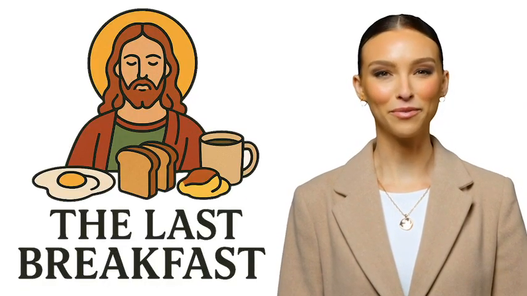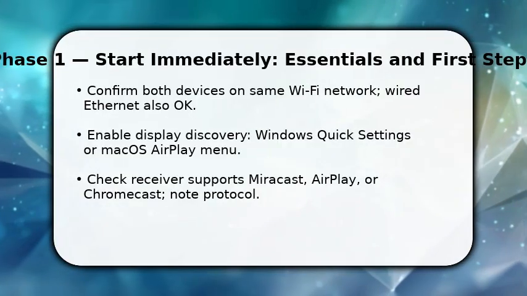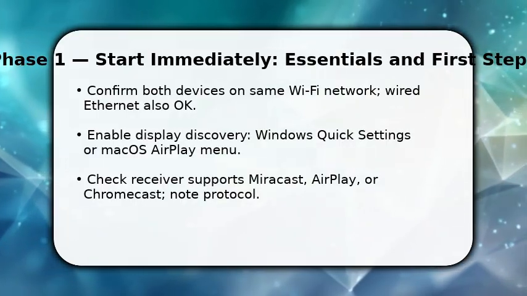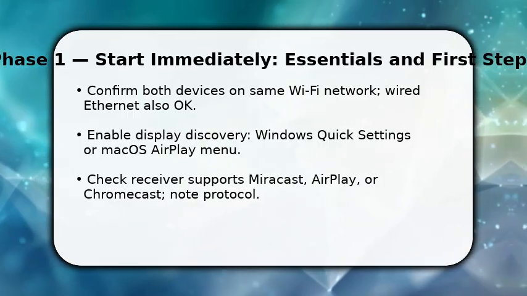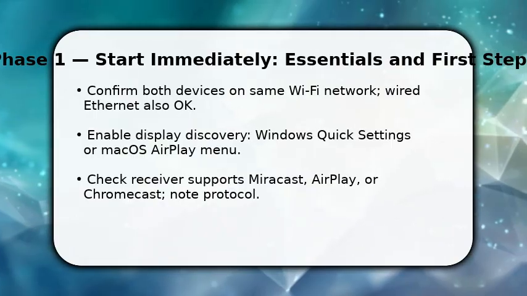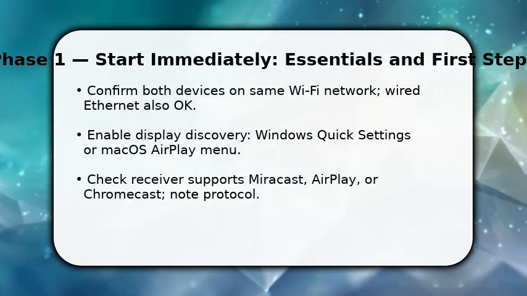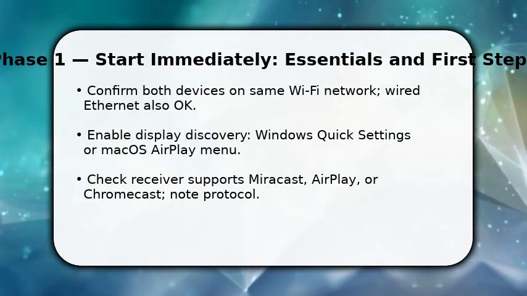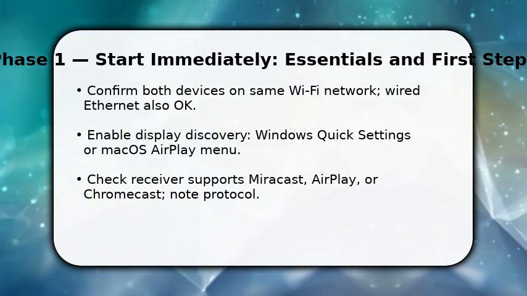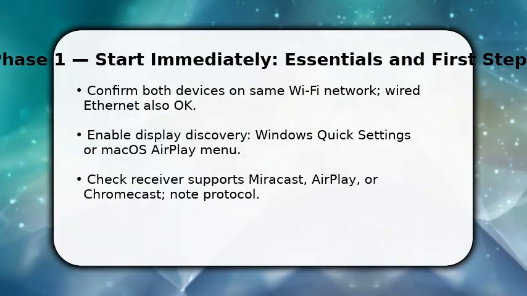Please enjoy the video. You'll start by confirming prerequisites and initiating discovery. Turn on Wi-Fi on both devices or plug the PC into Ethernet. Once the network is stable, open Windows Quick Settings or Mac OS Control Center and enable screen sharing. Make sure the receiving display or dongle is powered and in pairing mode. You're not just turning things on, you're creating a trusted connection.